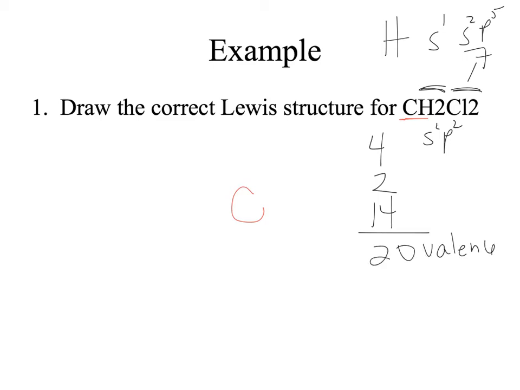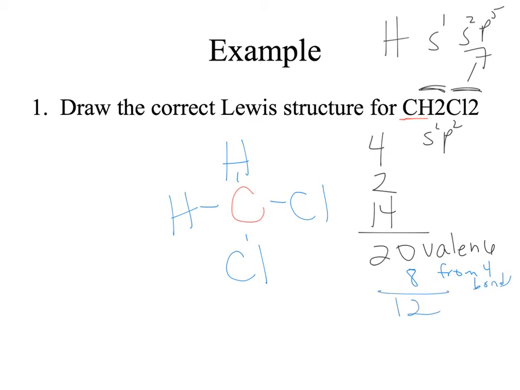I'm just going to leave that here so I can keep track of when I use them up. Now I'm going to distribute my 2 hydrogens and my 2 chlorines around my atom. So this, we'll do them in blue. I'm going to put H, H, Cl, Cl, and I'm going to connect them with bonds. 1, 2, 3, 4. Okay, so I've drawn 4 bonds. Each bond has 2 electrons, so that's a total of 8 electrons from 4 bonds. I'm going to subtract. That leaves me with 12. 12 electrons are left.